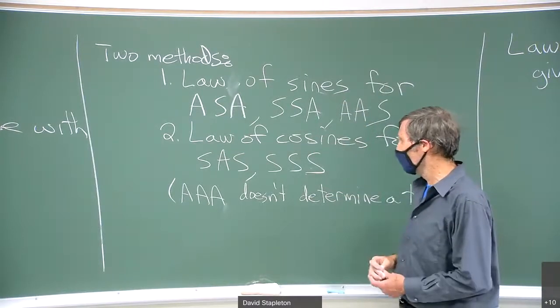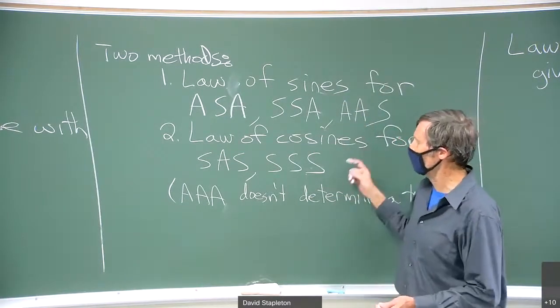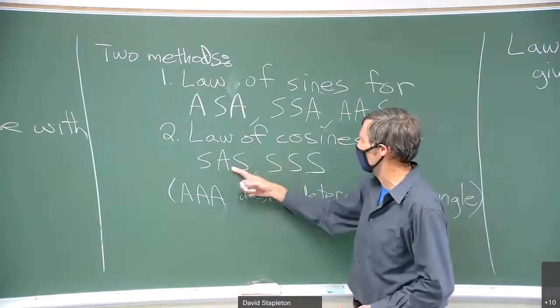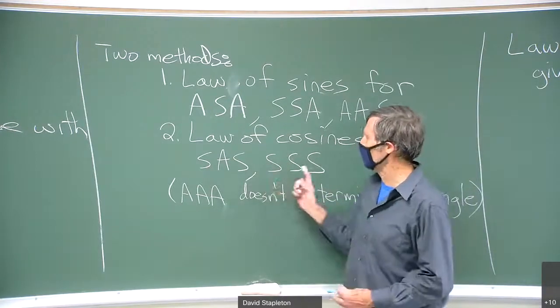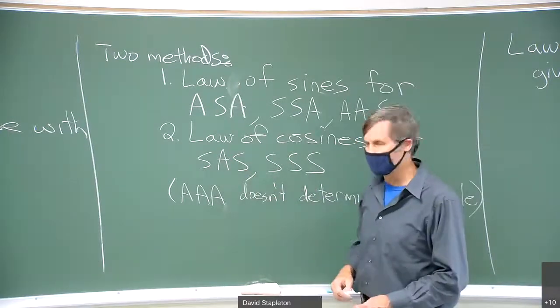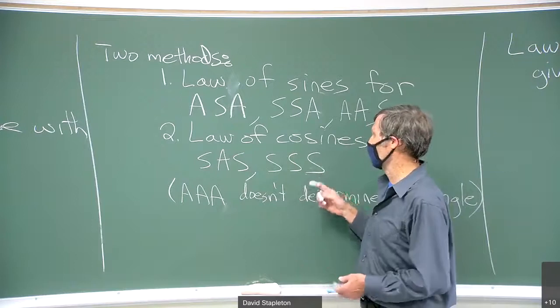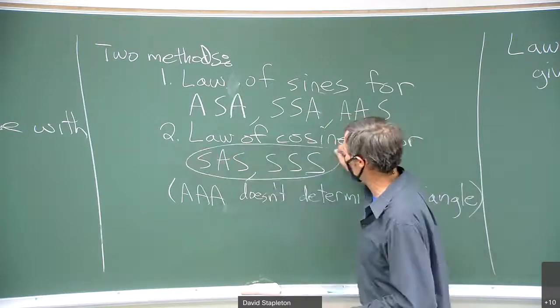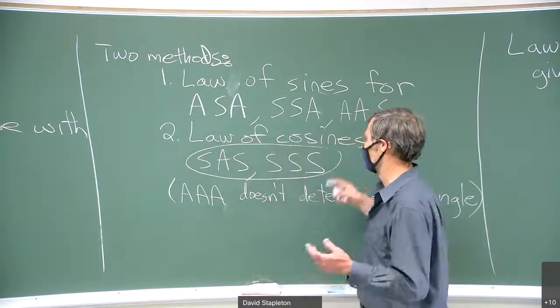How do you remember? I thought it was easier just to say, use the law of cosines if you're given side, side, side, or side, angle, side. I can remember that because it has lots of sides, right? It's just the angle in the middle. Everything else is the law of sines. Memorize it however you want. I think this is easier. Side, side, side, or side, angle, side is law of cosines.